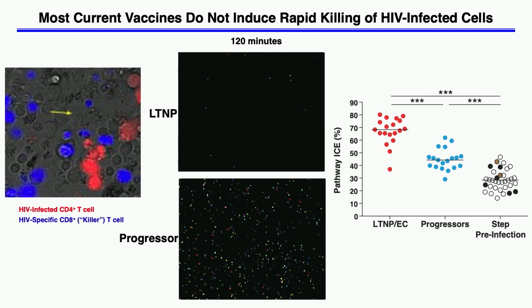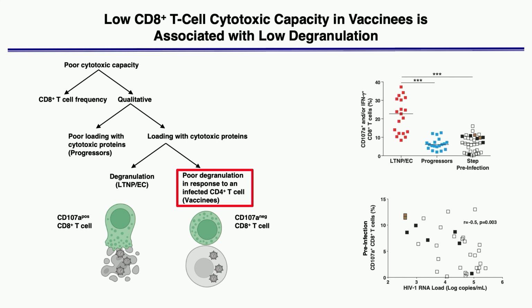I'm going to cut to the chase with regard to this work, and that is that what we observed, and we went through a very similar sort of algorithmic process, is that this low ability to kill was caused not by the inability to accumulate perforin, but by the inability to degranulate, or to get that perforin into the target cell. So these cells did not have sufficient antigen sensitivity to be able to do that.